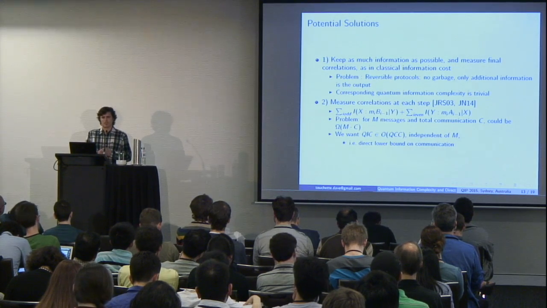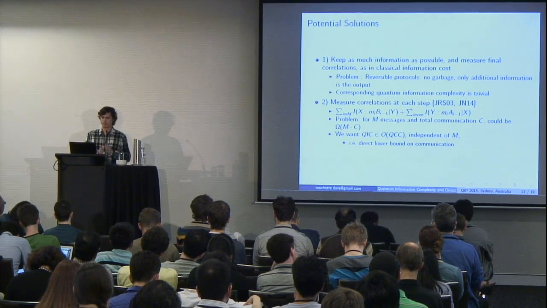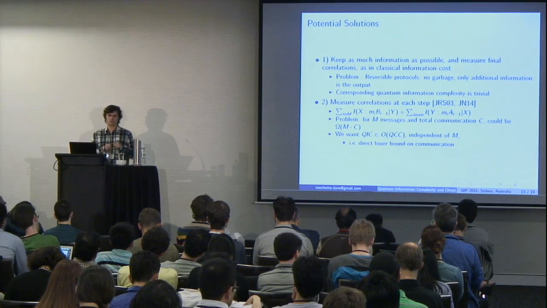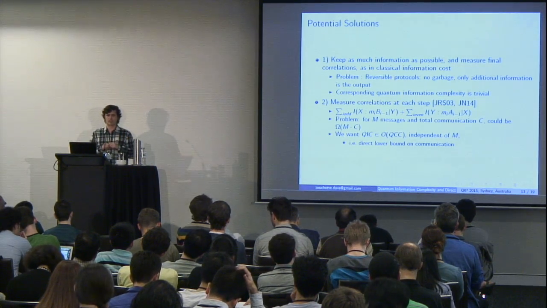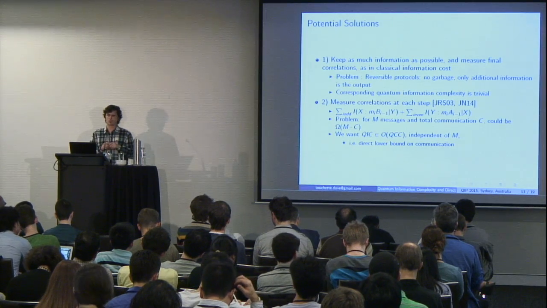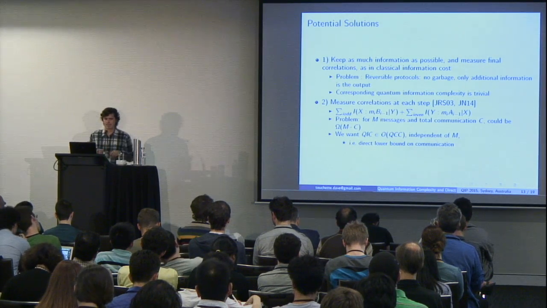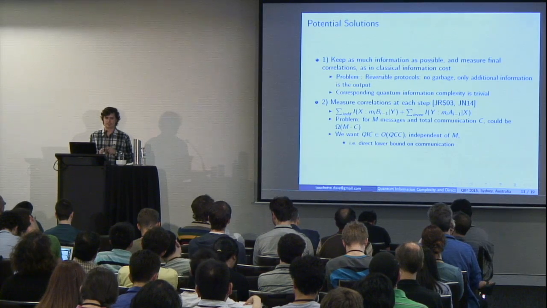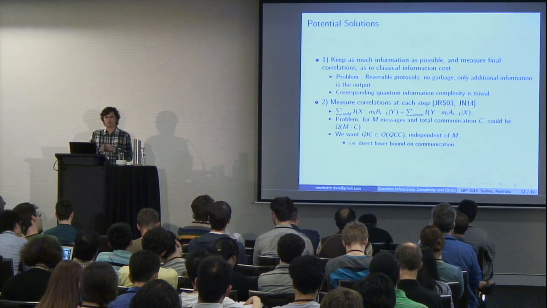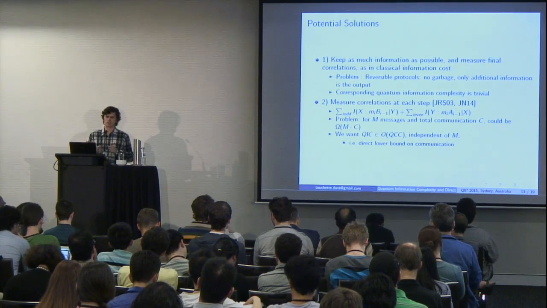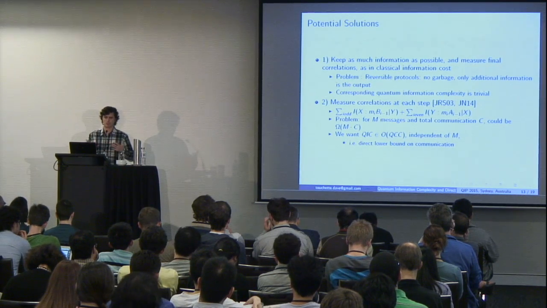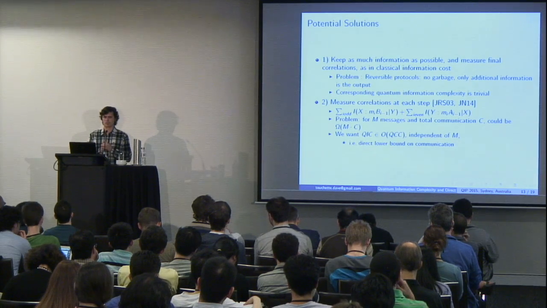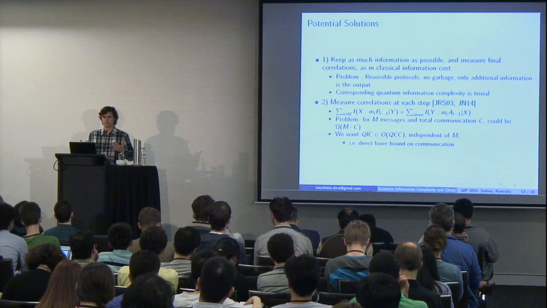But one of the drawbacks of this notion is that, for a protocol in which there are m messages exchanged between Alice and Bob, and total communication C, this notion of information cost could be as large as m times C. So in order to get an information theoretic lower bound on communication, we first have to divide by the number of rounds in the protocol. And remember that we want a direct lower bound on quantum communication complexity, which is independent of m.